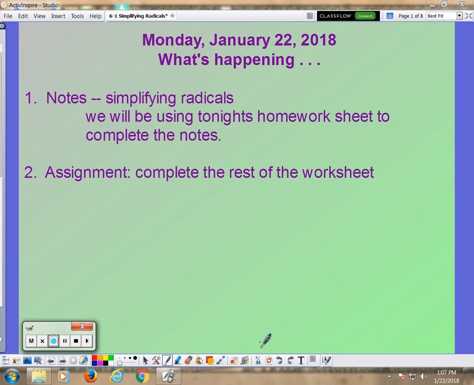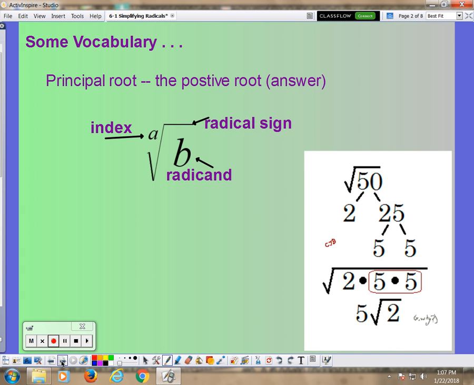All right, let's begin. Today we're talking about simplifying radicals. You need to know that the principal root is the positive root. For most everything we're going to be doing this unit, I only want the positive answer, not the positive and negative answer, just the positive. So with the principal root.